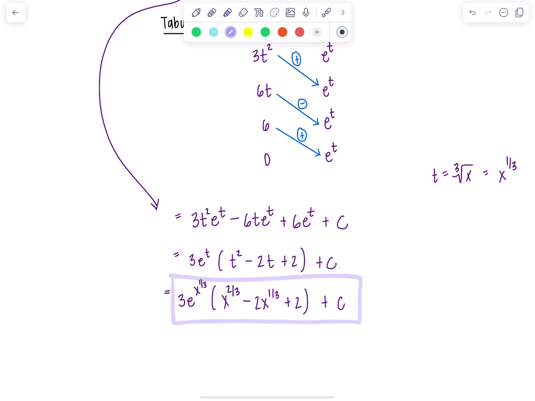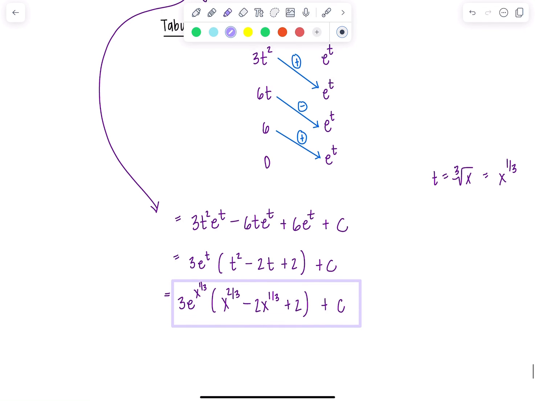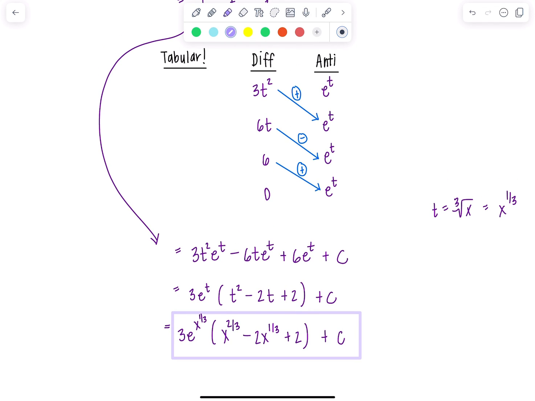If you're wondering about why there are alternating pluses and minuses in this tabular thing, if you feel a little uneasy about it, then go watch the video I made on it. It's not too long. You'll like it.